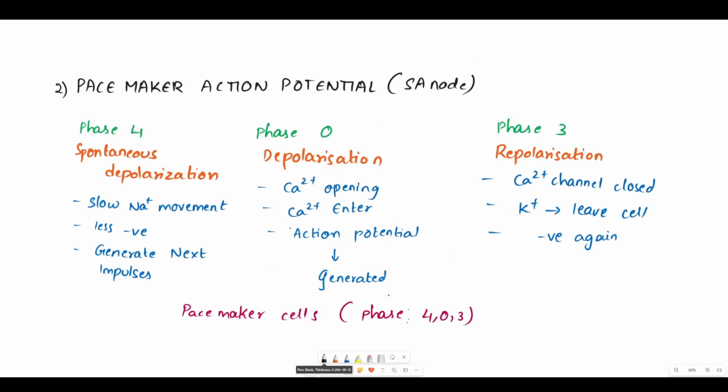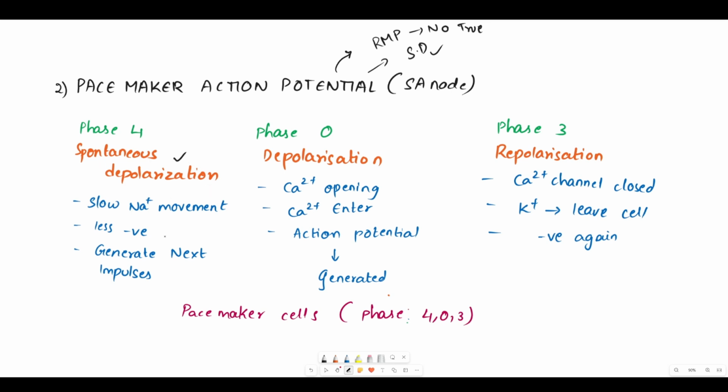Coming to the next part, the pacemaker action potential. We already know that the SA node is the pacemaker. There are two special features of the pacemaker action potential in the SA node. First, there is no true resting membrane potential. Second, it causes spontaneous depolarization. In this we have three different phases: phase 4, phase 0 and phase 3. In phase 4 there will be spontaneous depolarization.